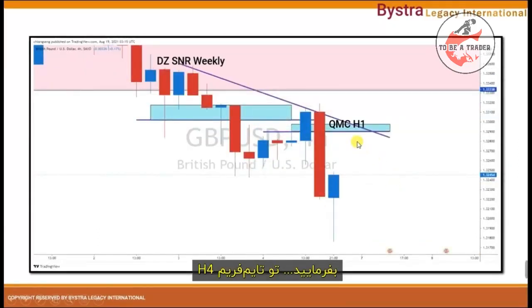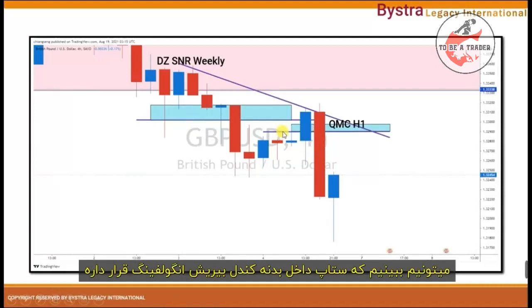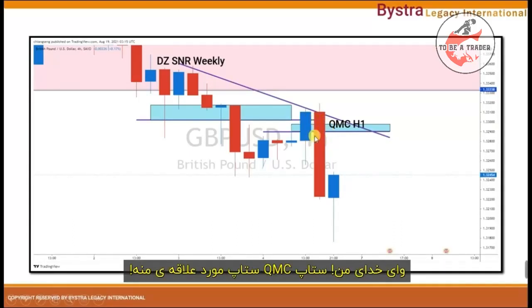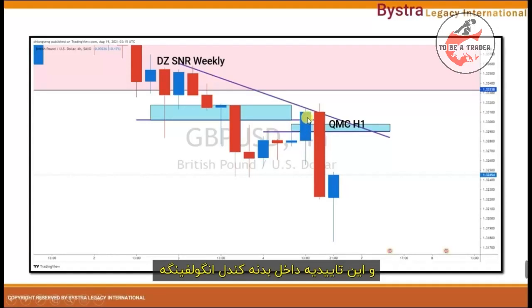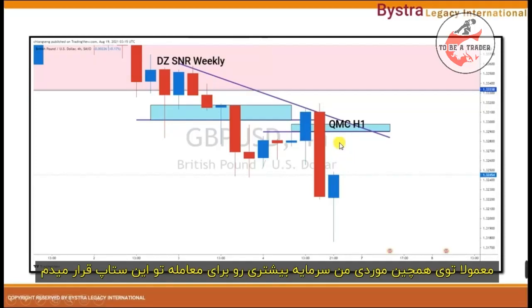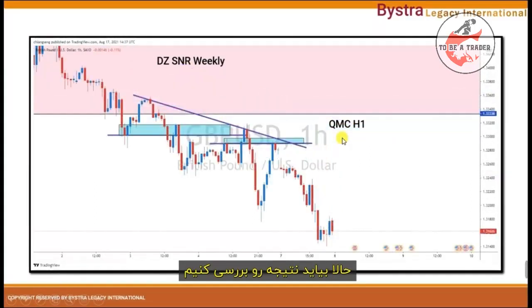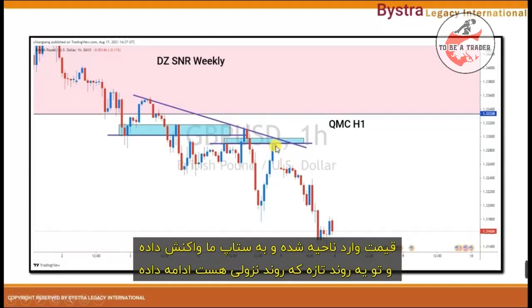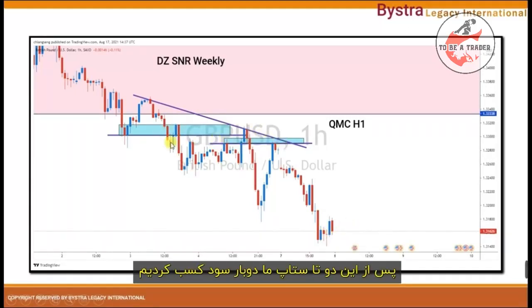There we go. At the H4 time frame, we can see that the setup is in the bearish engulfing body. Oh my goodness, QMC, my favorite setup. And this confirmation is at the body of the engulfing candle. At the same time, it reacted from the danger zone SNR weekly with the confirmation of rejection. Normally, in this case, I will put a higher lot to trade on this setup. And then let's check the result. Price comes in, reacts to our setup, and goes on a new trend, which is the bearish trend. So with these two setups, we made 2 times profit.